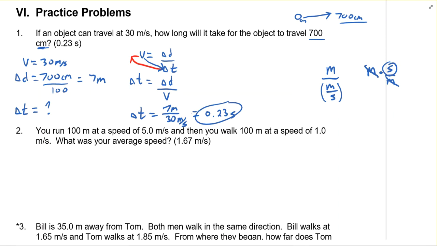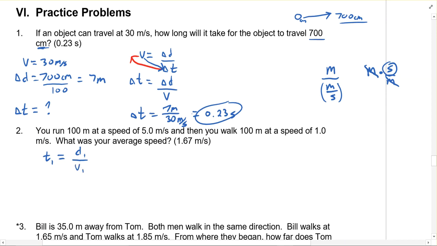Okay, number 2. It says you run 100 meters at the speed of 5 meters per second, and then you walk 100 meters at the speed of 1 meter per second. What was your average speed? Okay, so what we need to do first here is figure out our total distance and our total time. So I'm going to find time first. We've got time 1, we'll say, is going to be equal to distance 1 over velocity 1.